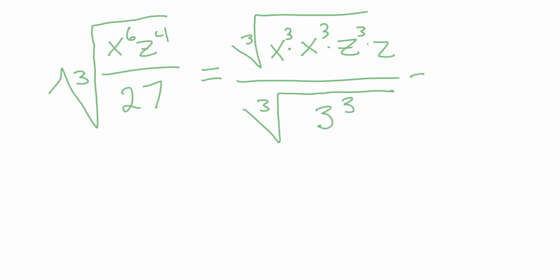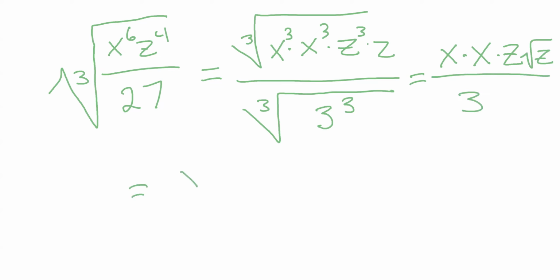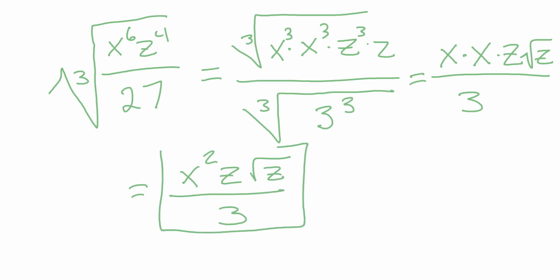So now I can take the cube root of x to the 3rd is just x, the cube root of x to the 3rd is just x, and the cube root of z to the 3rd is z. And we still have our last z stuck inside that cube root. Okay. And then in the denominator, we've just got a 3. So overall, we've got x squared z root z all over 3. And that is this radical simplified.